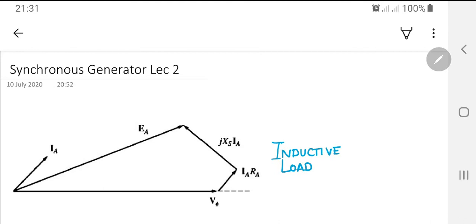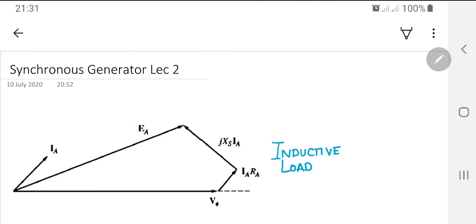I hope you have gone through Synchronous Generator lecture number 1, where we talked about the synchronous generator equivalent circuit. We talked about this phasor diagram. We talked about different types of synchronous generator. Then we also talked about the brushless exciter and the pilot exciter.